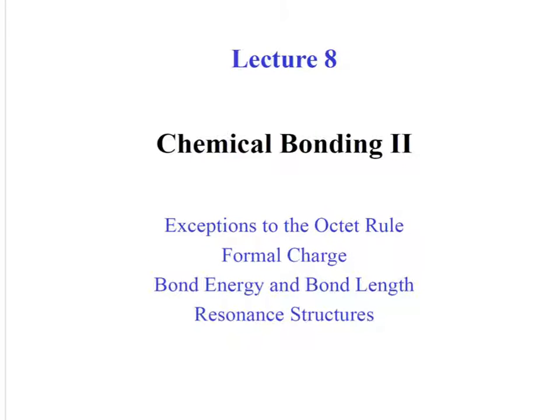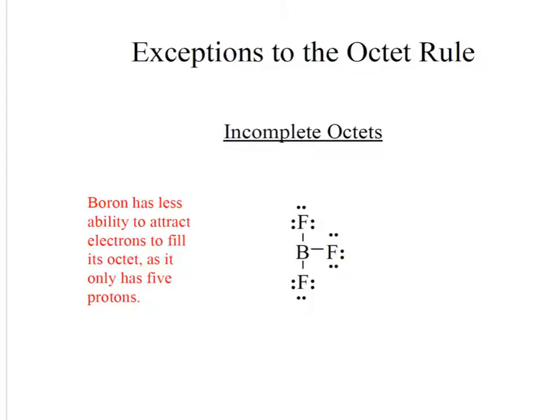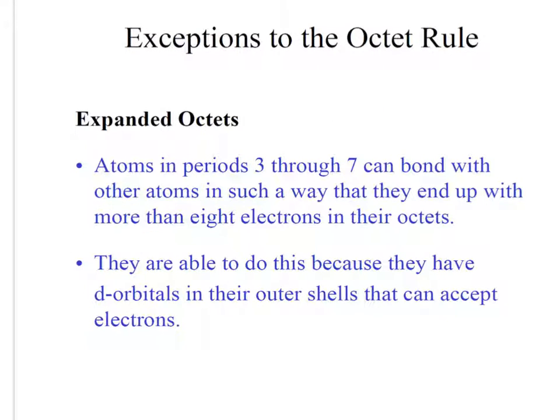All right, chemical bonding 2, we're going to talk about these topics in the video. So some exceptions to the octet rule: boron only has 5 protons, so it doesn't really have the ability to attract 8. So in this structure, it can only attract 6. So boron is happy with 6.